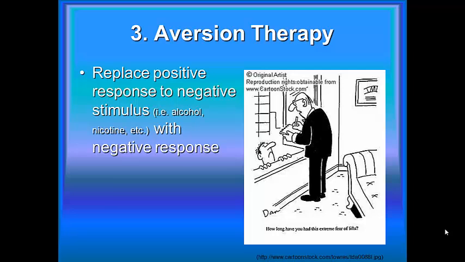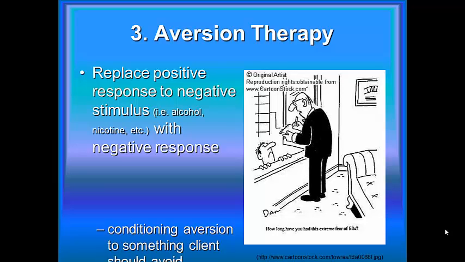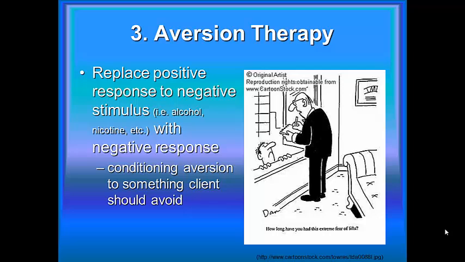So we're going to make them sick. We're going to cause them to throw up or whatever kind of thing. So we can condition an aversion to something that the client should avoid. Maybe we'll inject them with something that will make them sick at the same time as they're smoking. So every time they smoke, they're going to associate that with being sick and therefore not want to smoke anymore.